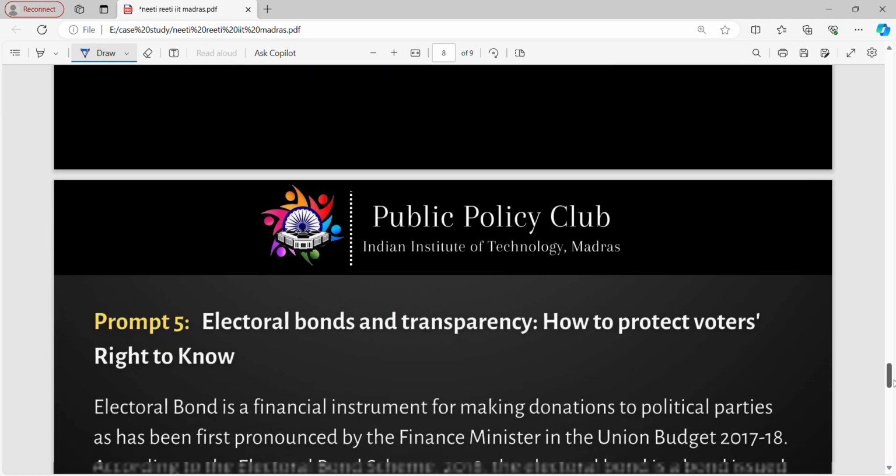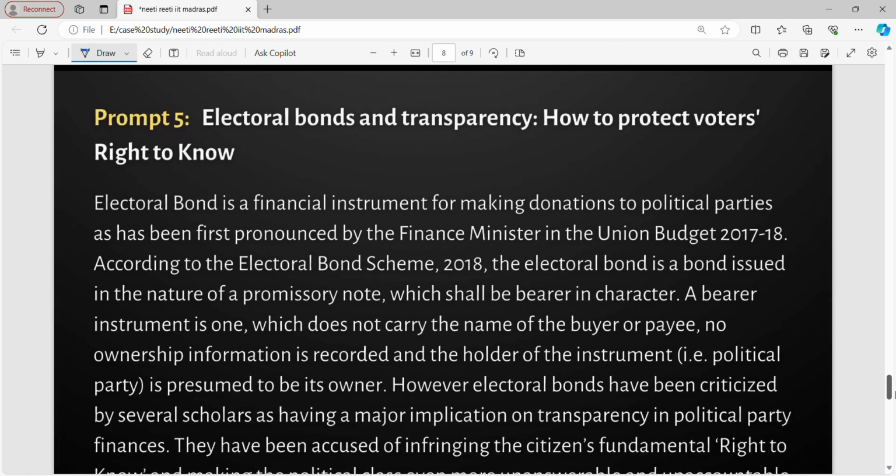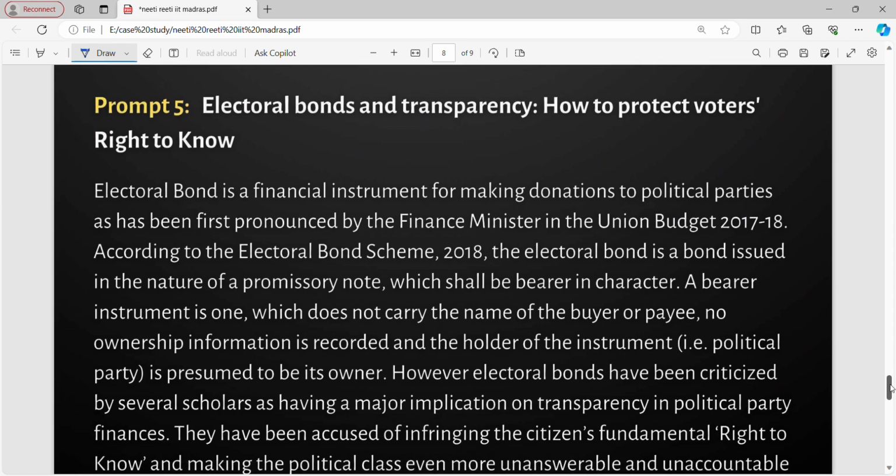Okay, so coming to the last prompt, electoral bonds and transparency, how to protect voters' right to know. So this was something very controversial in the 2021 period.